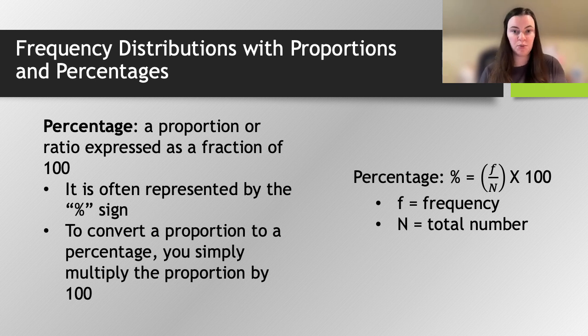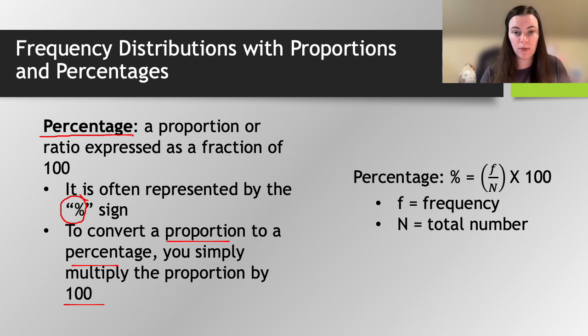Another way that we can display and organize information in a frequency distribution is through the use of percentages. And so percentages are a proportion or ratio that is expressed as a fraction of 100. And you've probably seen this symbol quite frequently before, which is our percentage symbol here. So we'll be using that here as well. And all you have to do in order to convert a proportion to a percentage is simply multiply that proportion value that we just did on the last slide by 100.